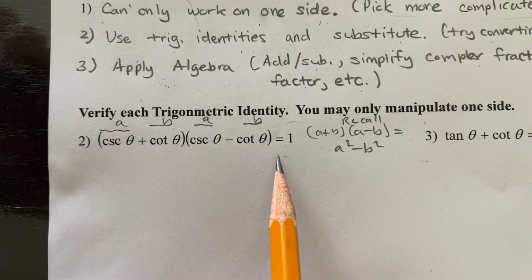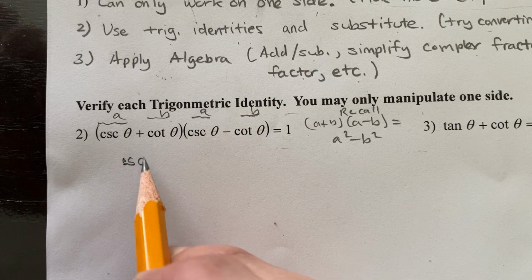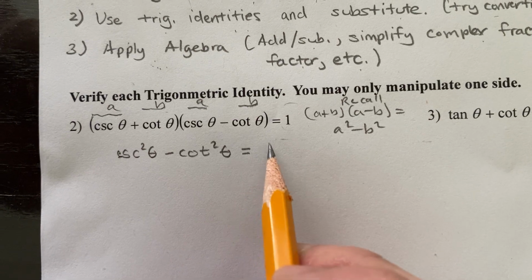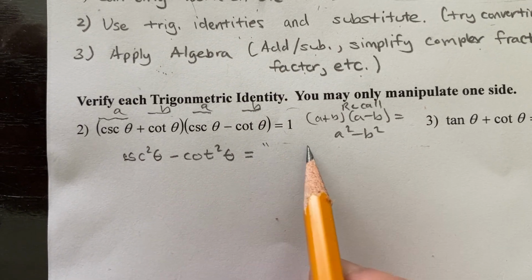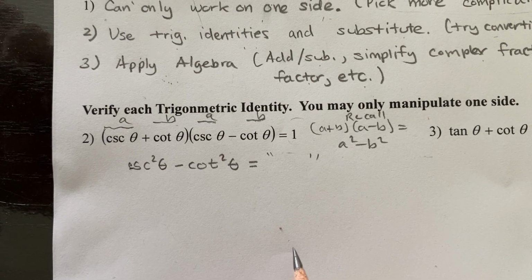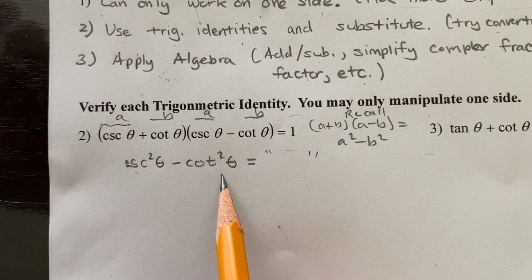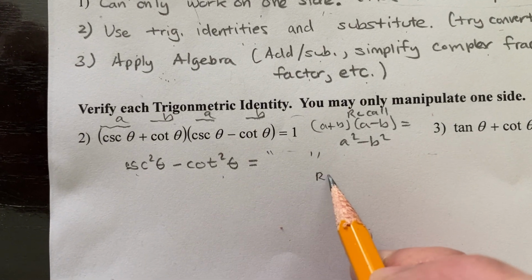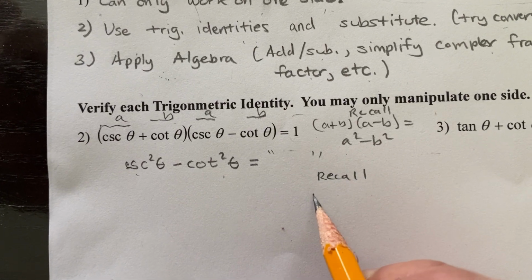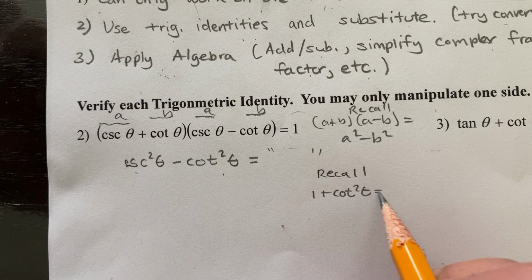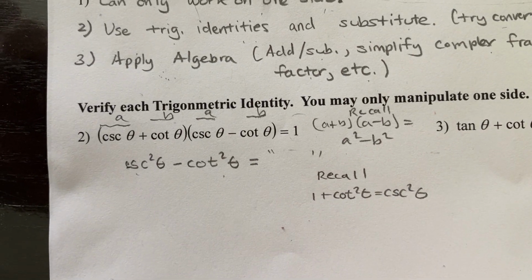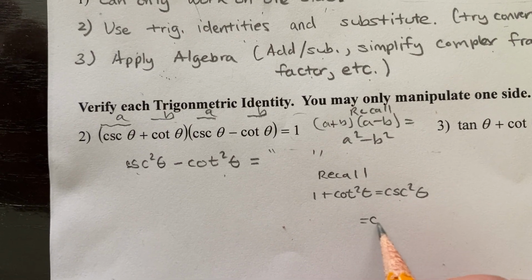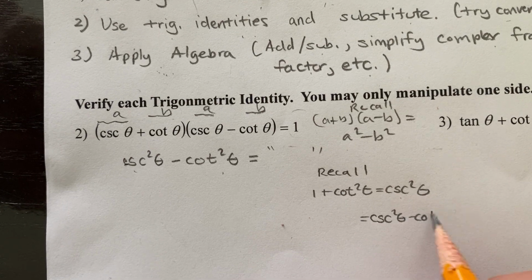So if I were to multiply it out, this would be cosecant squared theta minus cotangent squared theta. And I would just write, question mark. Does it equal, right? We'll just write quotation. Okay, so cosecant squared minus cotangent squared, well, that is actually one of your trig identities, right? So another recall, that 1 plus cotangent squared theta is equal to cosecant squared theta. Okay, so cosecant squared minus cotangent squared theta, right, is just equal to 1.